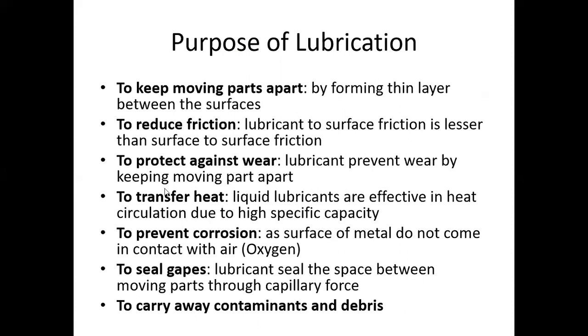Number four, to transfer heat. Our lubricants can also be used as coolant in our system. Liquid lubricants are effective in heat circulation due to high specific heat capacity. Meaning as we pass through the machineries which are overheating during the process, we use lubricant to cool them down. Number five, to prevent corrosion. The surface of the metal does not come in contact with air. So we can prevent corrosion and prolong the life of our machineries.